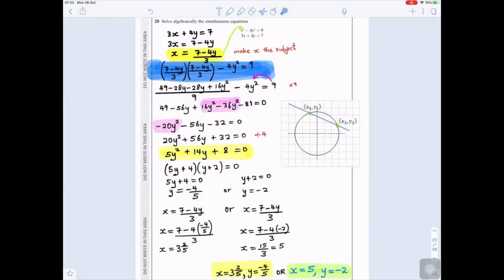So to summarize, number 1, make x the subject from the equation of the line. Substitute that for x in the equation of the circle. Square it. Remove the brackets and simplify it to get a quadratic. Factorize the quadratic to get the two values for y. And use those two values for y to find the two values for x.